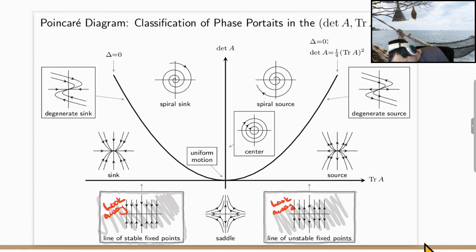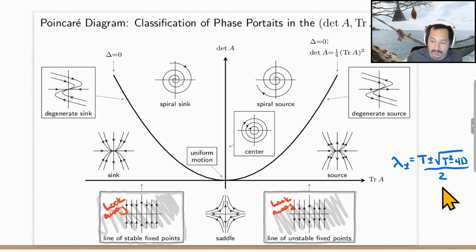Let me remind everybody that lambda plus or minus is equal to t plus or minus the square root of t squared minus 4d, all over 2. And that's my formula. I'm going to talk about this saddle in some amount of detail, and then I'll pay some lip service to the sources and sinks, and then we're going to move on and try to use this trace determinant formalism.